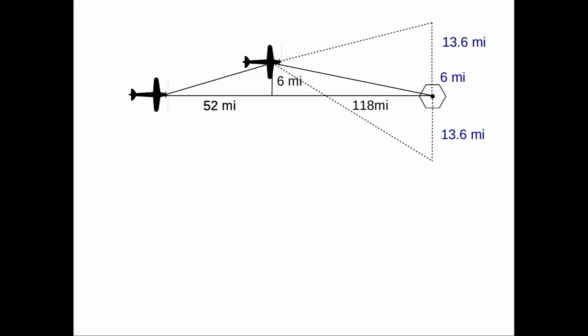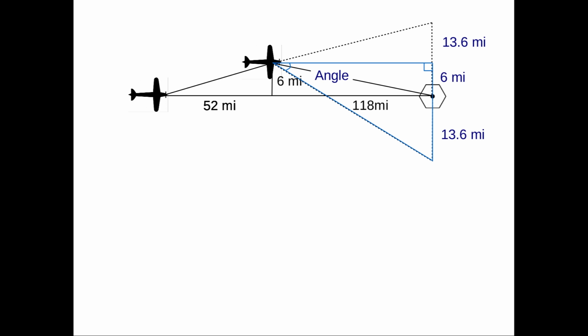Okay, so draw a line that shows the direction that you need to point your nose. And that is going to be the 6 miles that you've already lost, plus the 13.6 miles that you need to make up, because that's what the wind would continue to blow you if you kept flying the course you were on. So this is the line that shows where you need to point your nose in order to get to the nav aid. The only question is, what angle is that?